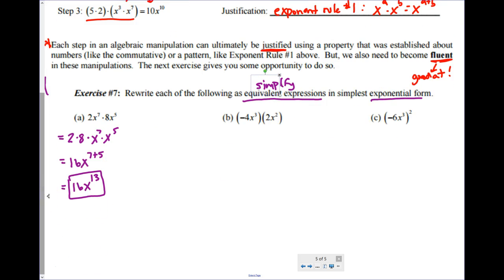I'd really like for you guys to try B and C on your own. Give it a shot. So pause the video, try B and C on your own, and then check your work when you come back to the video.